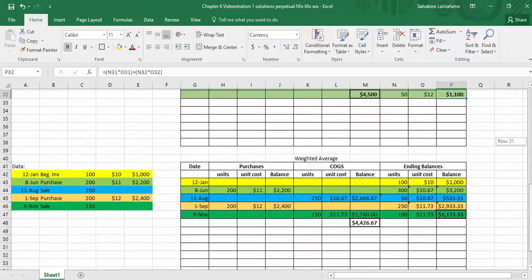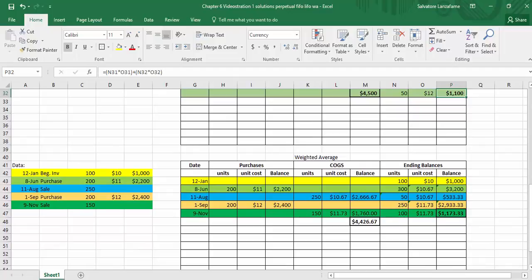In the next demonstration that I do, I will be doing FIFO, LIFO, weighted average in what is called the periodic method.